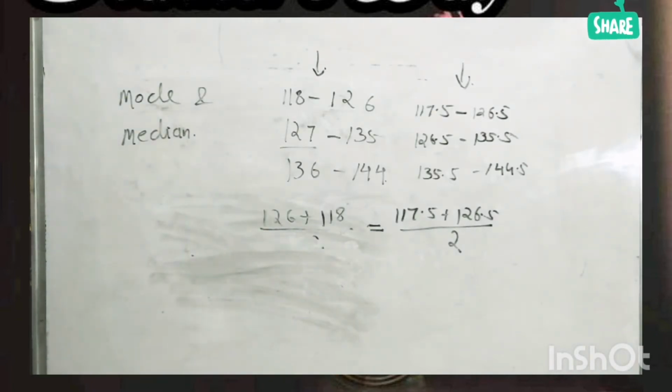We are doing the operations with those xi and fi only. So in the case of mean, whether the class is continuous or discontinuous, we will get the same answer. It is not compulsory to make your class intervals continuous; without making it continuous you can also do the problem in the case of mean. But in the case of mode and median, if your class intervals are discontinuous, first you should make them continuous.